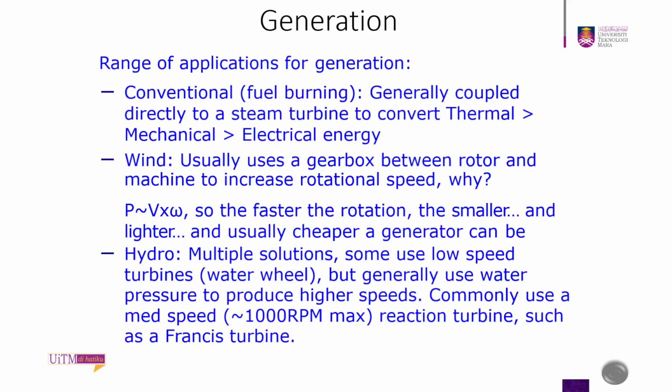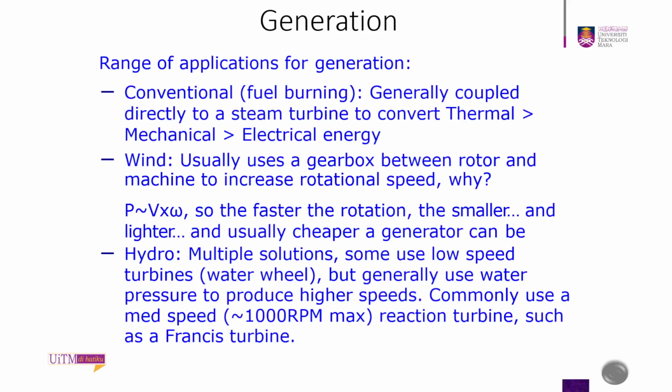And number two is wind, which usually uses a gearbox between rotor and machine to increase rotational speed. As I mentioned just now, the rotation speed of the wind turbine is very slow, so you have to use a gear to speed up the rotor so that you have a higher speed and frequency. The faster the rotation, the smaller and lighter and usually cheaper a generator can be.